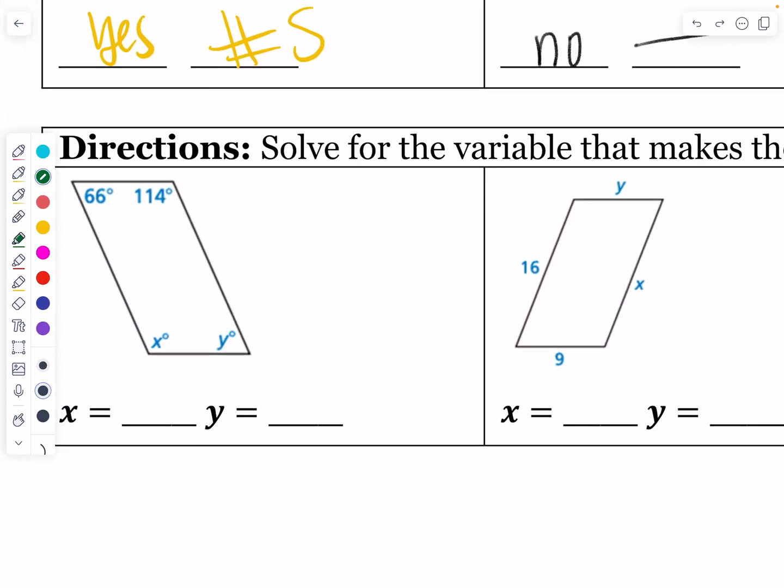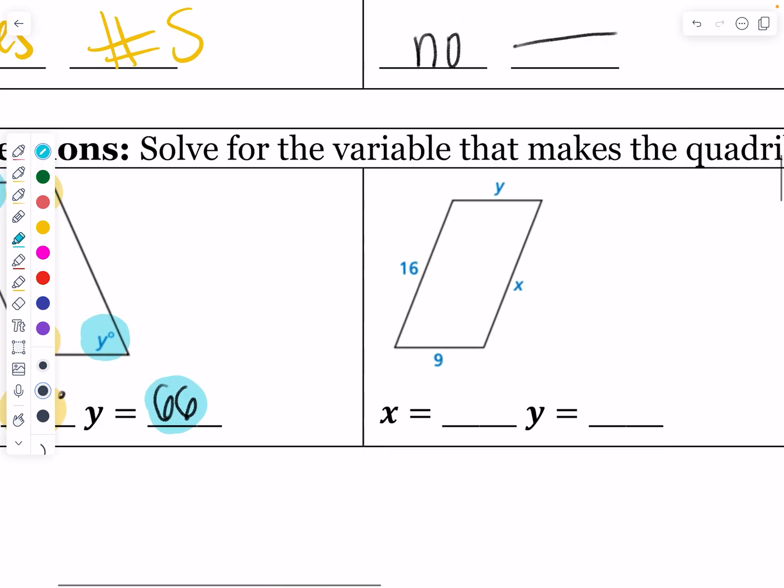Okay, so we've got some angles marked on here. We've got all 4. So if this is 114, x would also have to be 114 in order to say that this is a parallelogram. And then if this is 66, y would also have to be 66. So let's fill that in. If x is 114, and if y is 66, then that's a parallelogram. If not, it's a no. It's not a parallelogram. Okay?